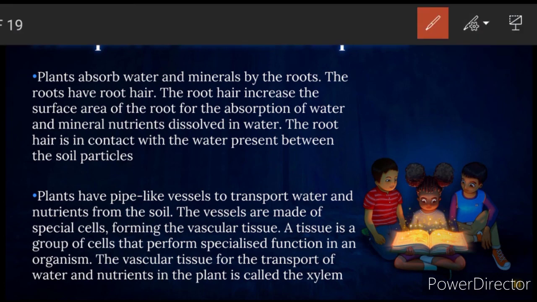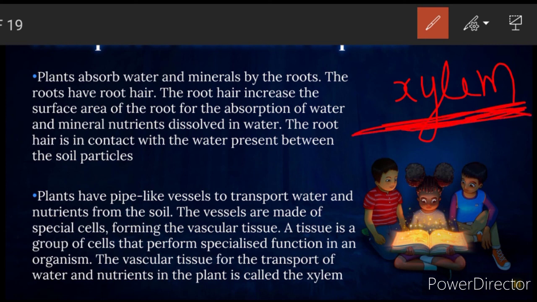They have a vascular tissue known as xylem. Xylem is a vascular tissue that is going to transfer water from one place to the other, means from the roots to all the parts of the body, people. So the xylem is the vascular tissue that is used for the transport of water and nutrients in the plants. Okay, so this is your xylem.